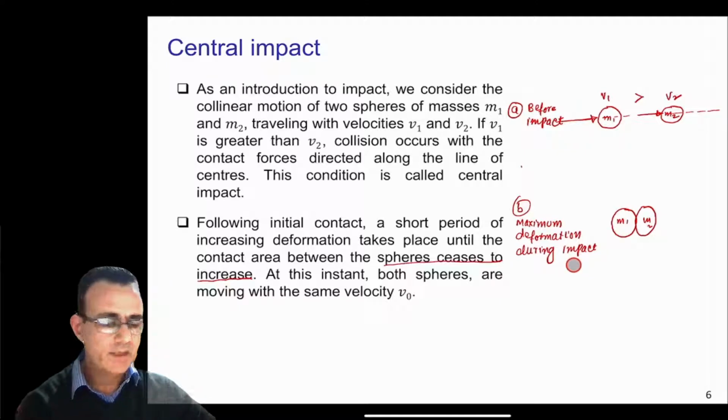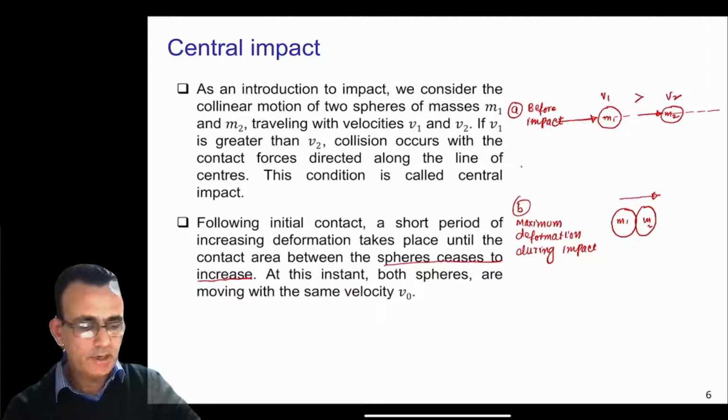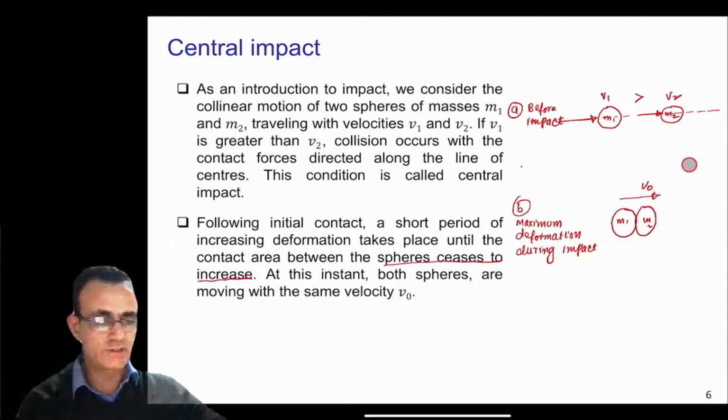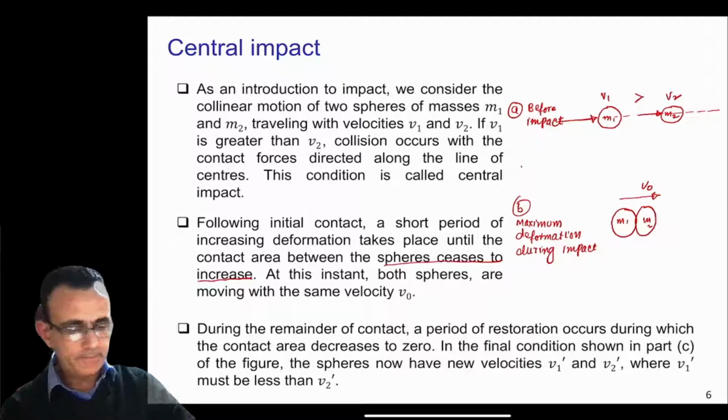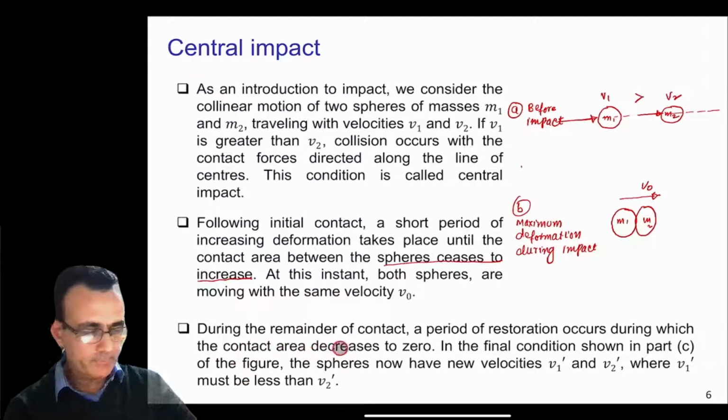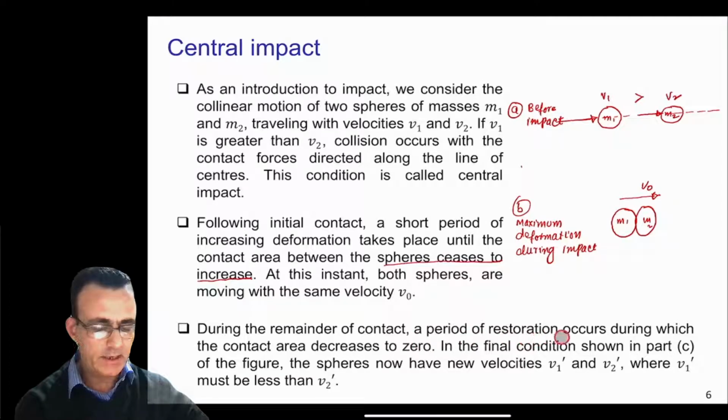At this particular time, the two particles, M1 and M2, will be moving together with the same velocity, which you can represent by V naught. Then during the remainder of the contact, a period of restoration occurs, during which the contact area decreases to 0. In the final condition, shown in part C of the figure, the spheres now have new velocities v1 dash and v2 dash, where v1 dash must be less than v2 dash.